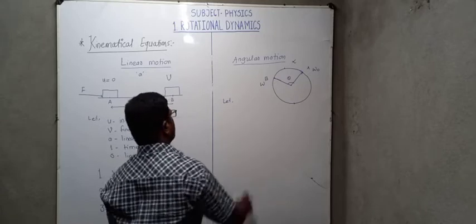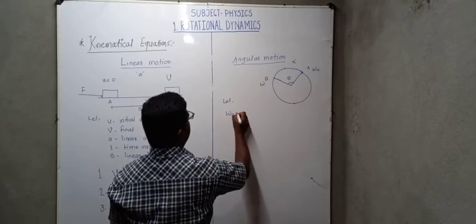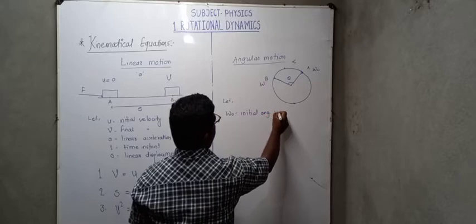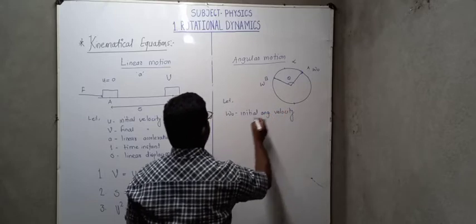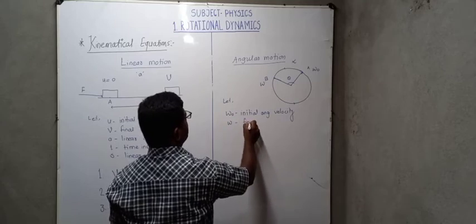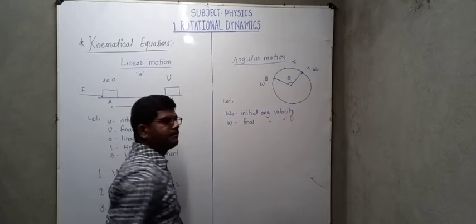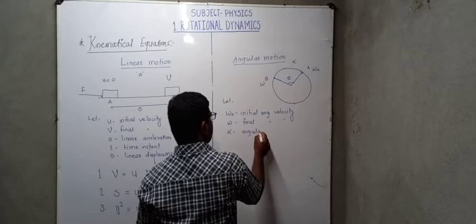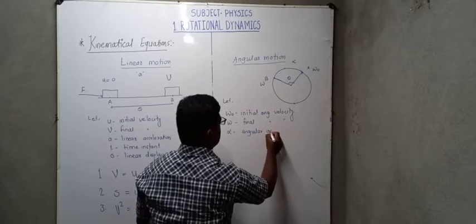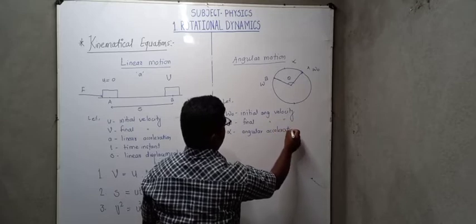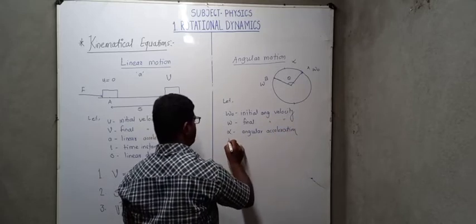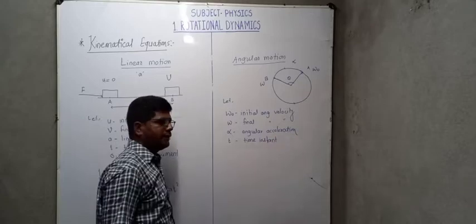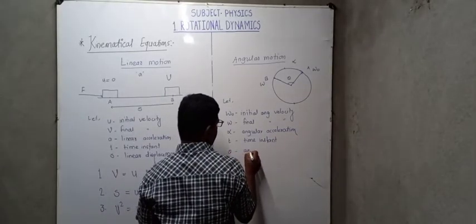So here omega 0 be the initial angular velocity, omega be the final angular velocity, alpha be angular acceleration, t be the time instant, and theta be angular displacement.